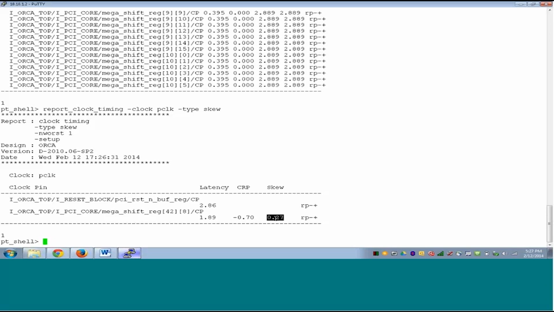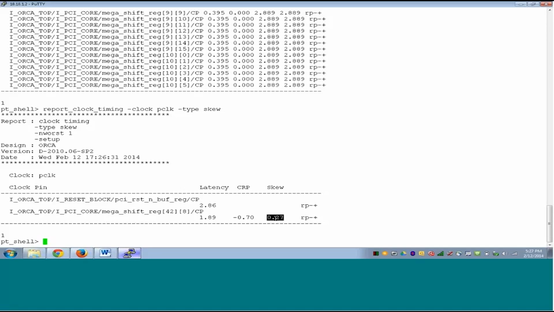So skew matters only when there is a timing path. First important thing, the clock tree synthesis tool will try to match the clock latency figure for all the clocks on the clock tree. Let's say this clock has 1076 clock pins, it will try to match these two numbers. It will try to match latency.